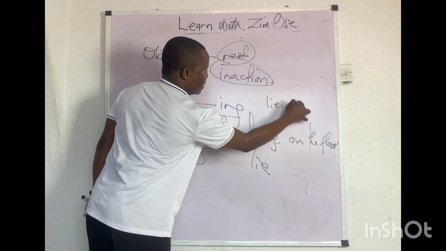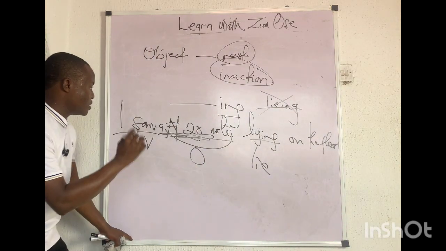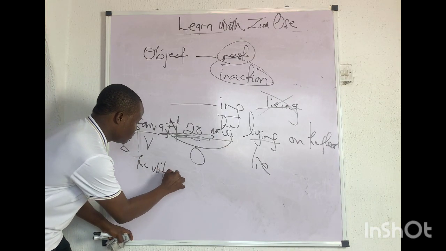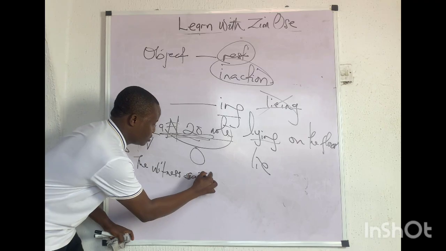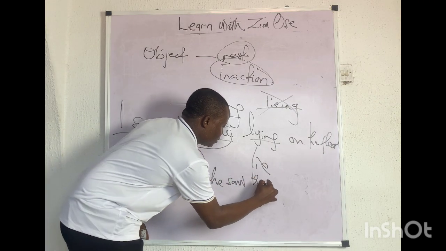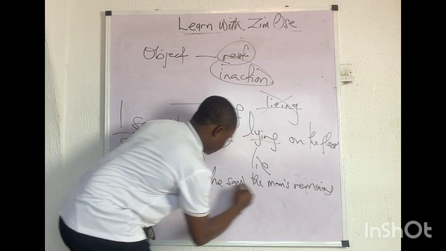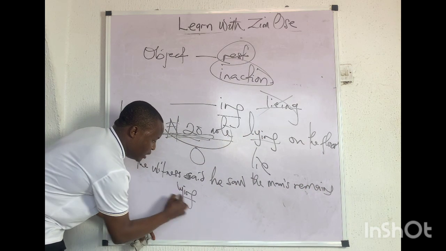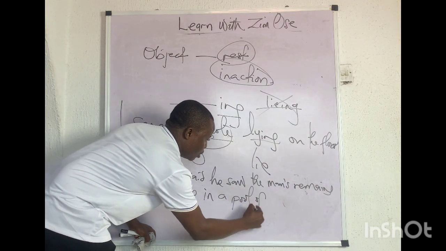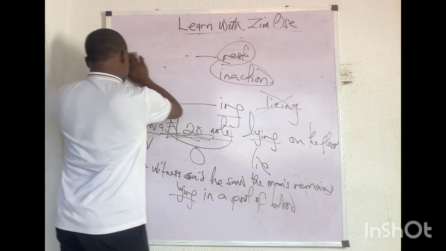Please, lying is wrong spelling. So this is the correct spelling for lying. So another example could be, the witness said he saw the man's remains lying, not lie, in a pool of blood. So this is the second point.